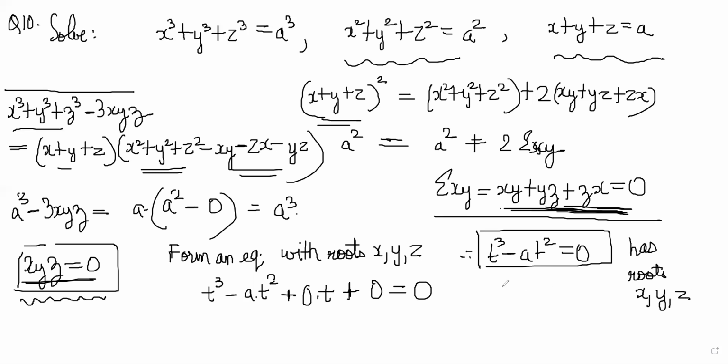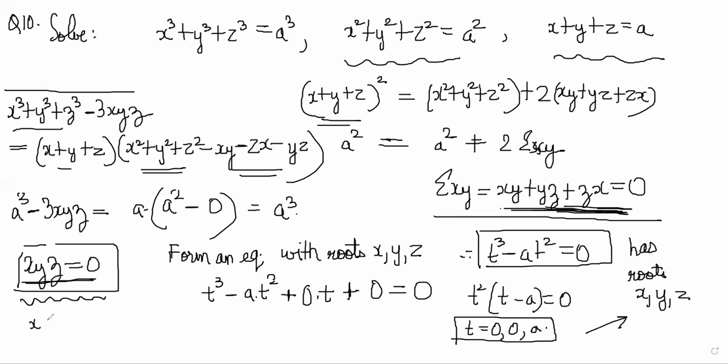So basically, the roots of t are what? We can solve this equation directly. t squared (t minus a) is equal to 0. So t can be 0, 0, or a, right? t can be 0, 0, a. These are the roots of x, y, and z. So we can take multiple cases.